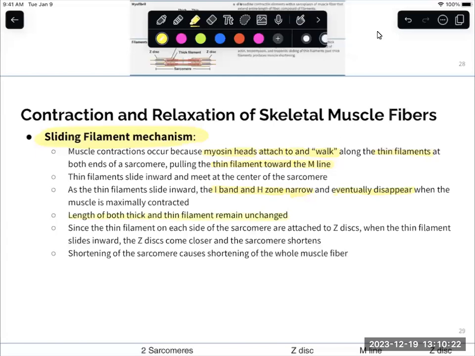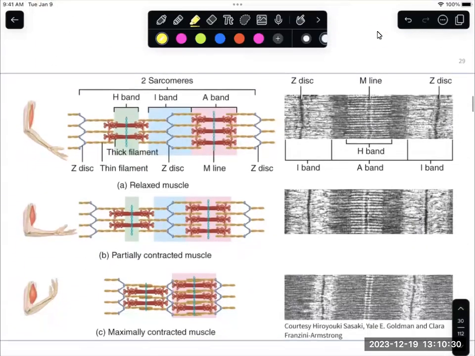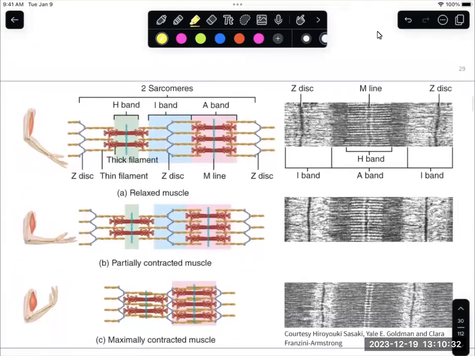So these thin filaments are attached to that Z disc. Those Z discs are going to come closer together when that sarcomere shortens. So we have two sarcomeres. We have a Z disc, a Z disc, a Z disc. This is a relaxed muscle.